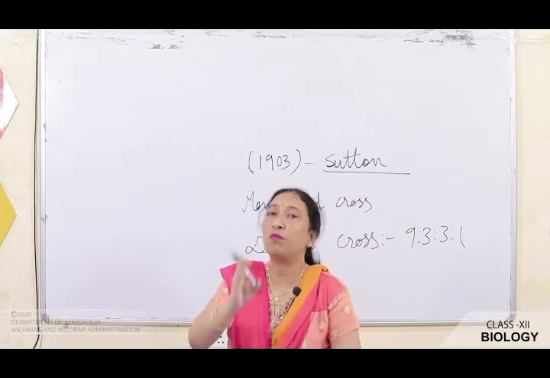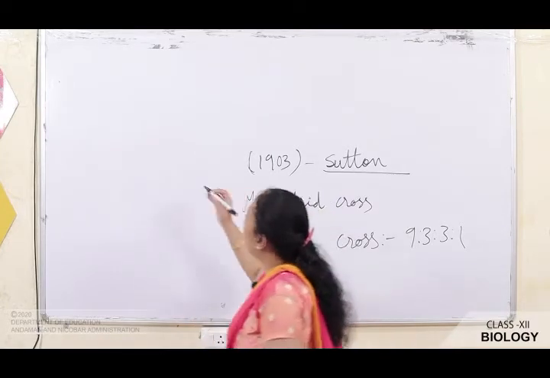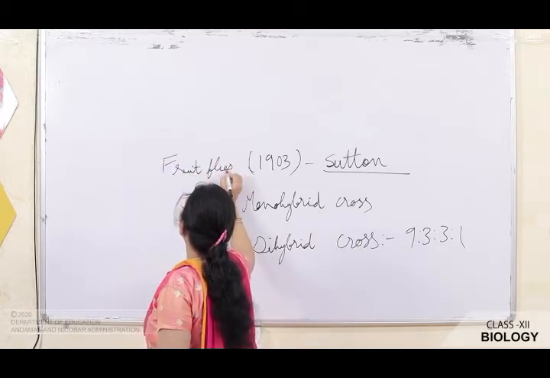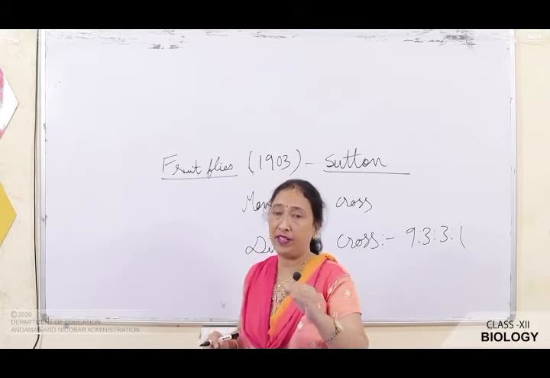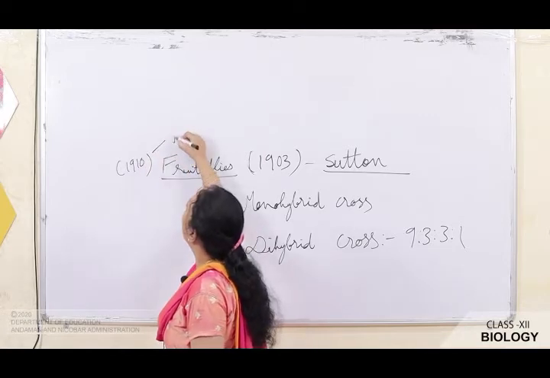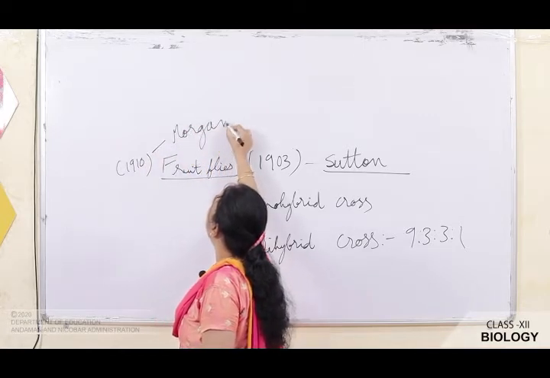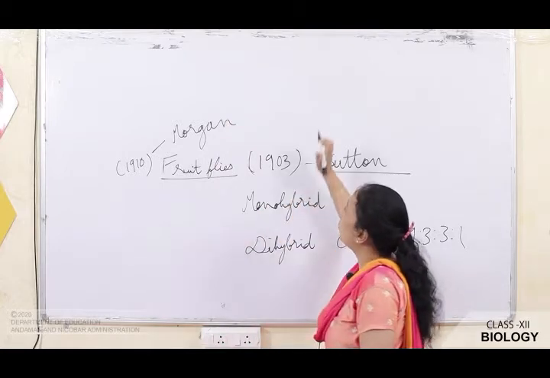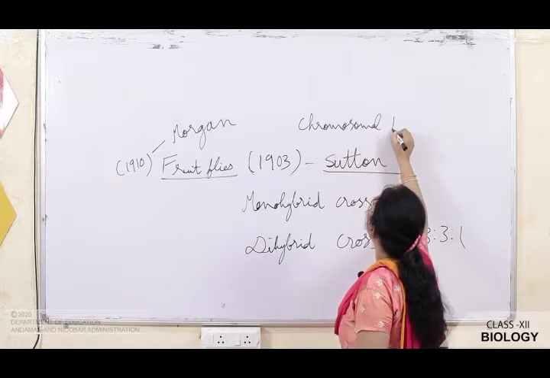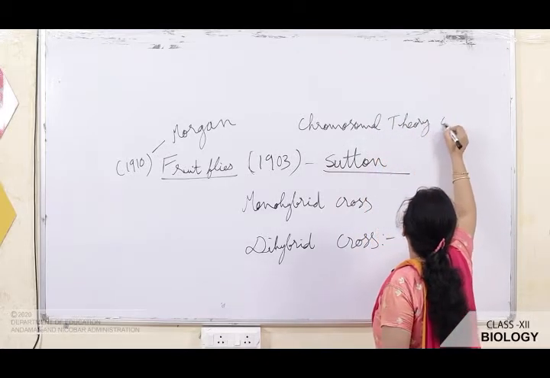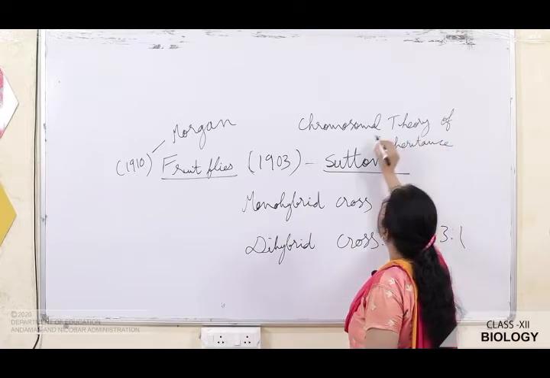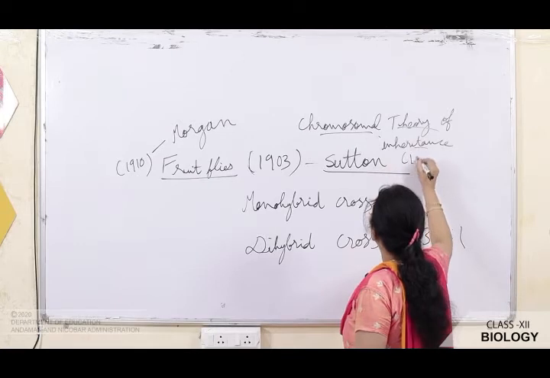The same thing Morgan also told. Morgan was working on fruit flies. The crossing over, Morgan gave it in 1910. Sutton gave the chromosomal theory of inheritance in 1902.